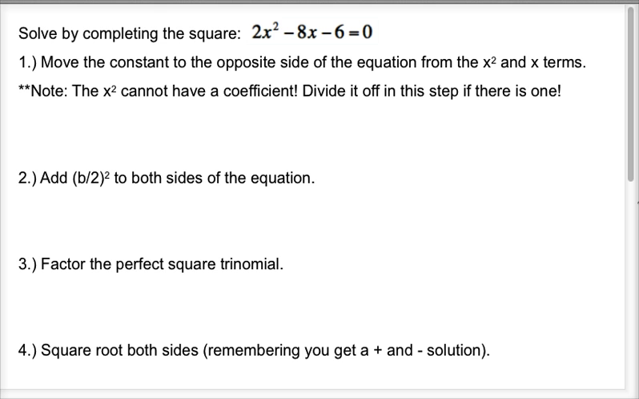So again, our goal is to solve by completing the square. So I'm going to start by moving the constant. I'm going to move that negative 6 over to the other side. So 2x squared minus 8x equals 6. Now the next thing to know, the little tidbit, is the x squared term must be by itself for this to work. Okay, so what that means is because of that 2 that's with it, I need to divide this whole equation by 2.